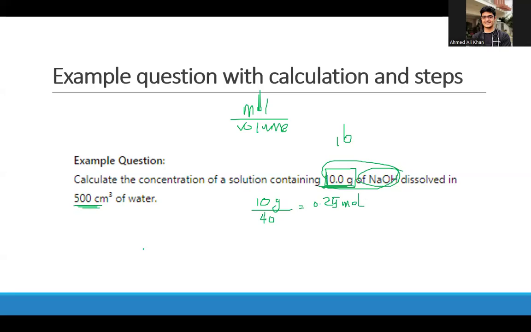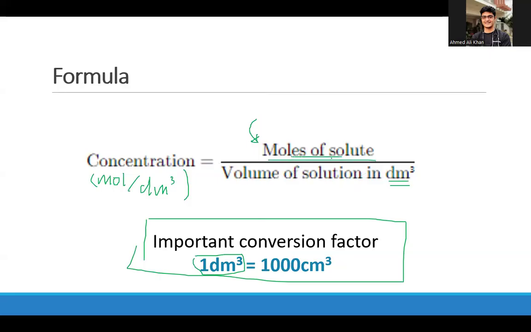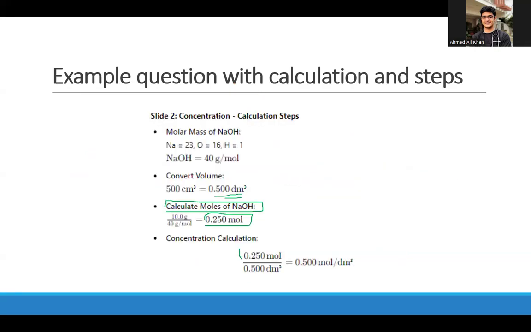And you have 500 centimeter cube of water, right? So first of all, we calculate the moles of sodium hydroxide, right? So that is 0.25 moles. And you calculate the volume of the solvent in decimeter cube. So we had 500 centimeter cube of water. Using that conversion factor, we just divide 500 centimeter cube by 1000 and you get 0.5 decimeter cube. And then to calculate the concentration, you use this formula, that is the moles of solute you have, divided by the volume of solution in decimeter cube. So 0.25 moles of sodium hydroxide divided by 0.5 decimeter cube of water. And that gives you 0.5 moles per decimeter cube of sodium hydroxide solution. Got it? Okay. So that's how you calculate the concentration.